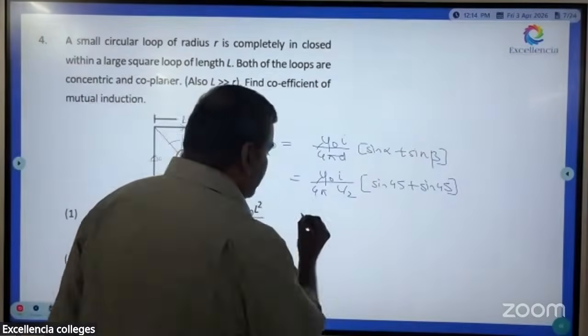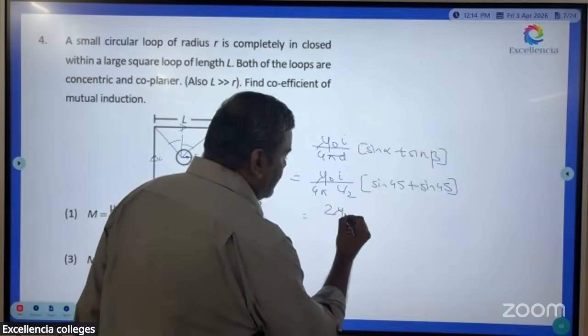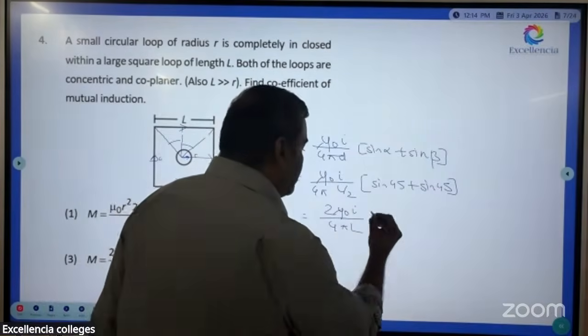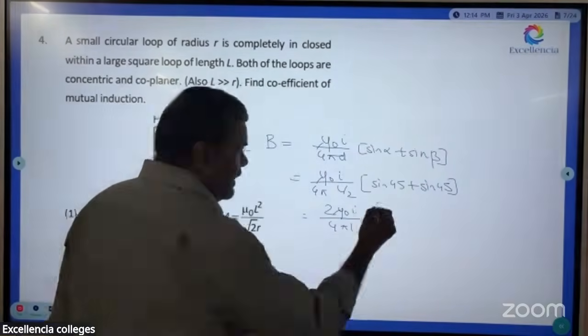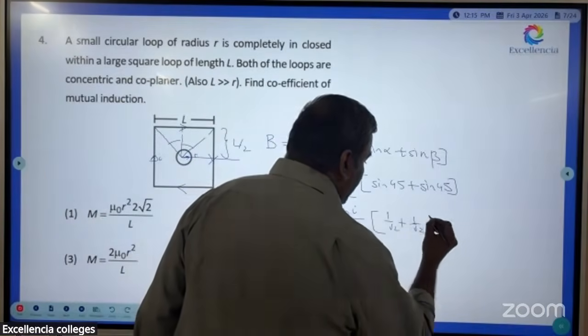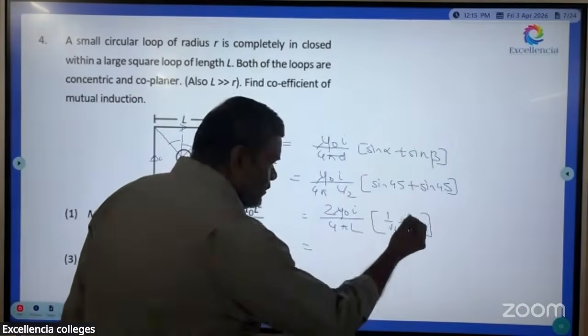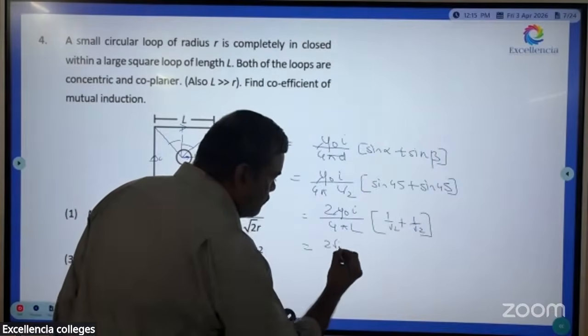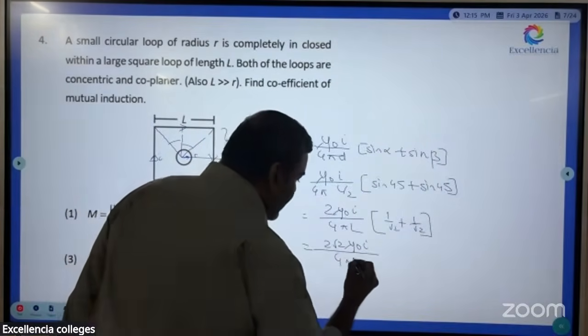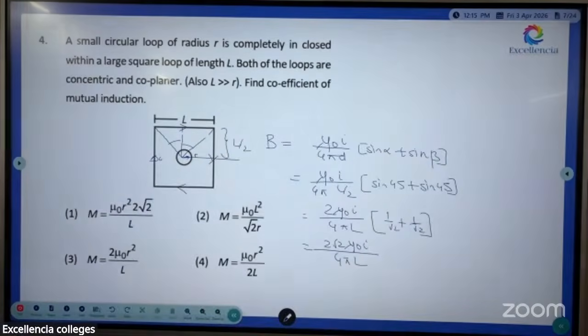So if I write here, this will become 2 mu naught I by 4 pi L, and that's going to become 1 by root 2 plus 1 by root 2. That's the value here. So that will give you 2 root 2, so you will get 2 root 2 mu naught I by 4 pi L, and that's the value of the magnetic field due to one of the wires.